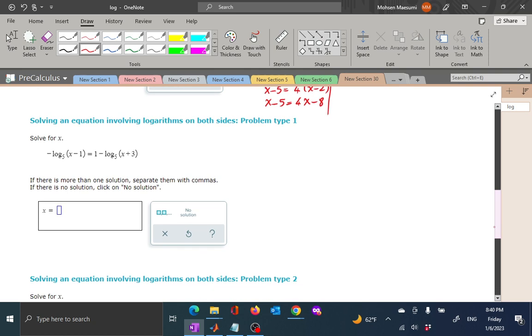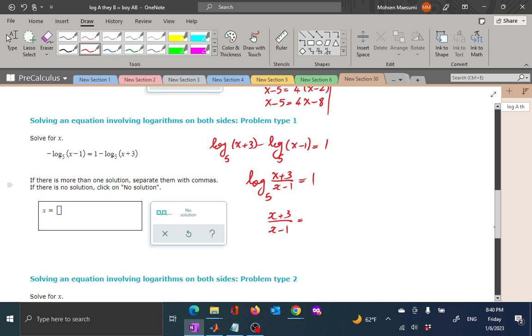Another example, we take the logarithm to both sides, so I'll have a logarithm in base 5 of x plus 3 minus logarithm base 5 of x minus 1 is equal to 1. Combine here means a ratio. The fraction that we have here has to be 5 to the power of 1, which is 5.